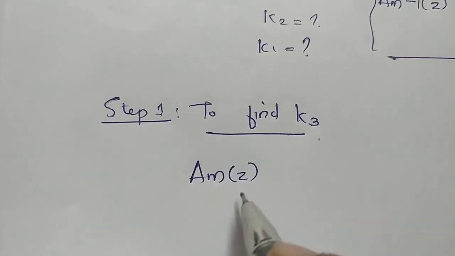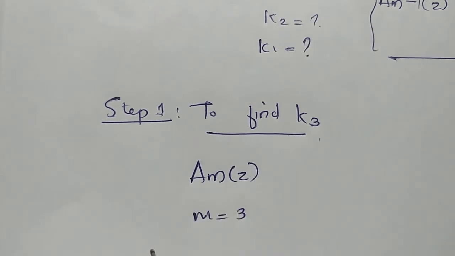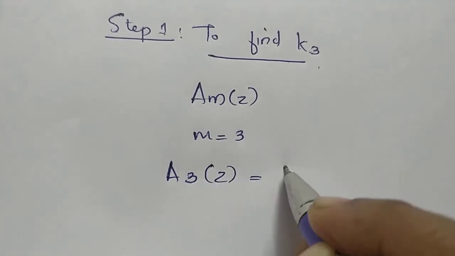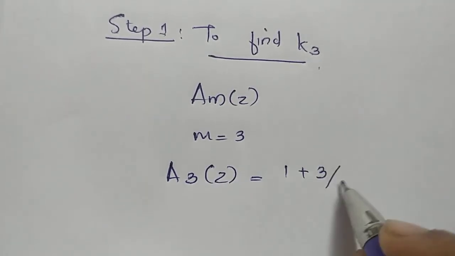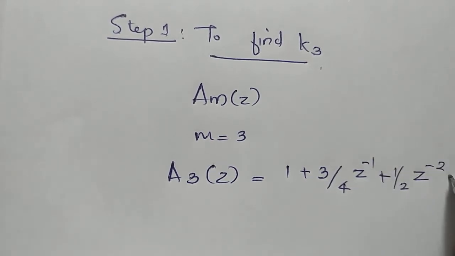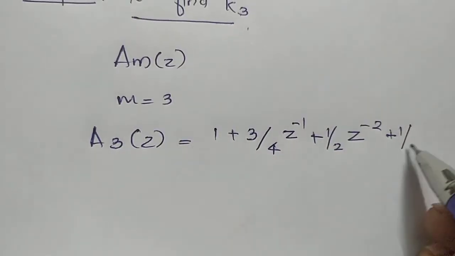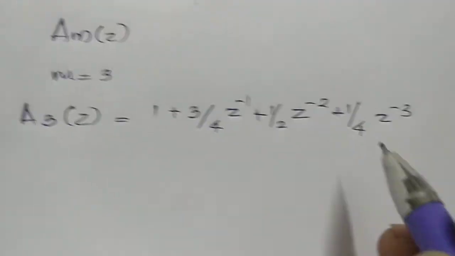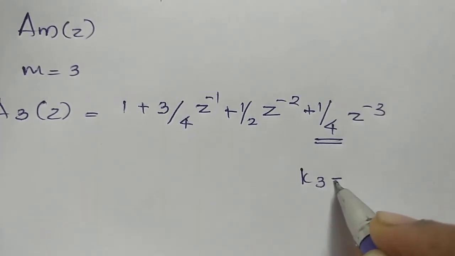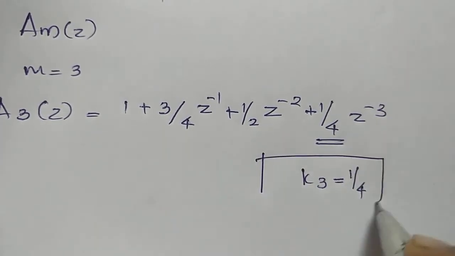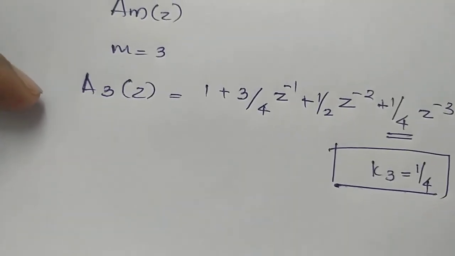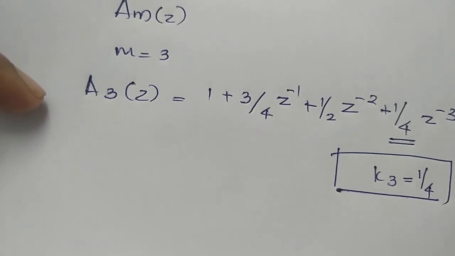A_m(z), here m is equal to 3 since it is a third order system. So A3(z) = 1 + 3/4 z^-1 + 1/2 z^-2 + 1/4 z^-3. What is the coefficient of z^-3? That is k3 = 1/4. So we found the value of k3. Since it is a third order system, we need to find 3 lattice coefficients: k3, k2 and k1.